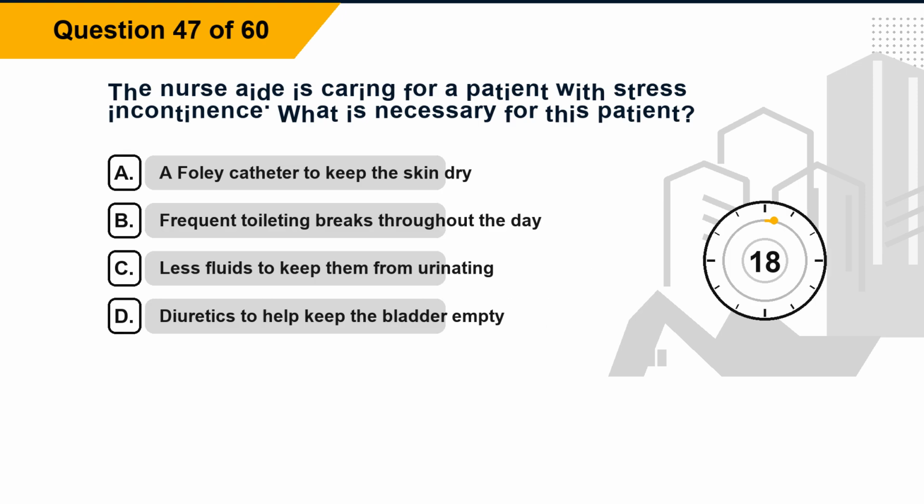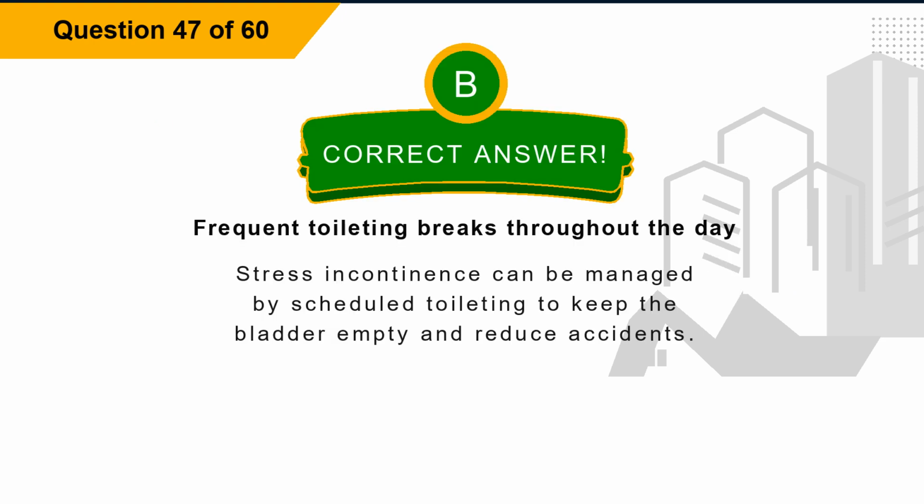Question 47. The nurse aide is caring for a patient with stress incontinence. What is necessary for this patient? Option A, a Foley catheter to keep the skin dry. Option B, frequent toileting breaks throughout the day. Option C, less fluids to keep them from urinating. Option D, diuretics to help keep the bladder empty. The correct answer is option B, frequent toileting breaks throughout the day. Explanation: stress incontinence can be managed by scheduled toileting to keep the bladder empty and reduce accidents.